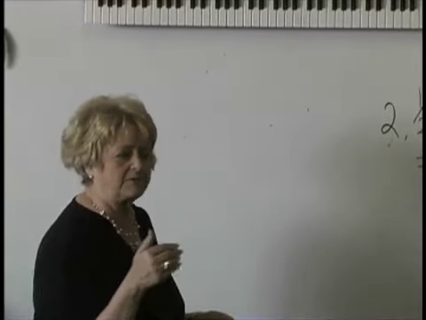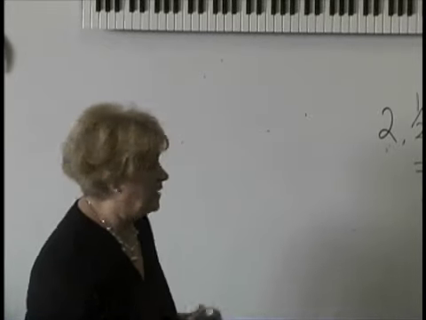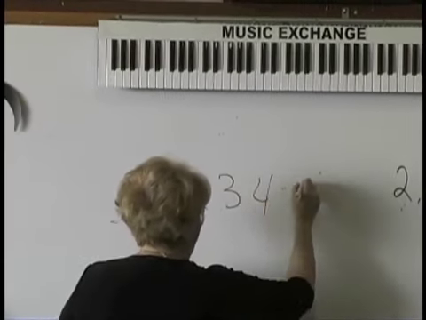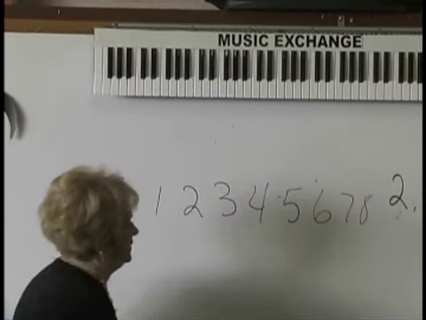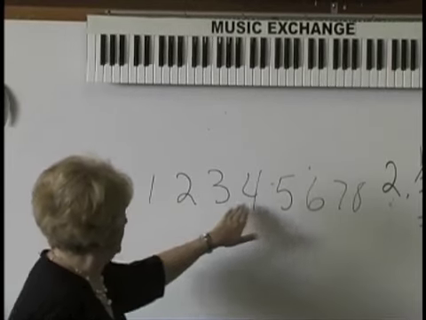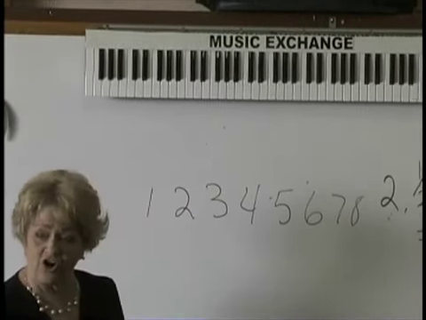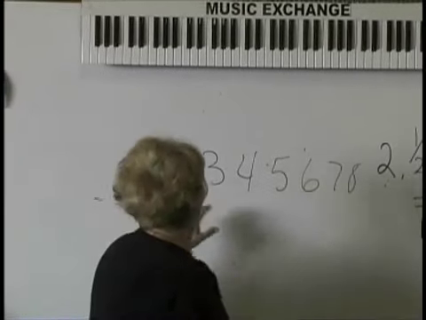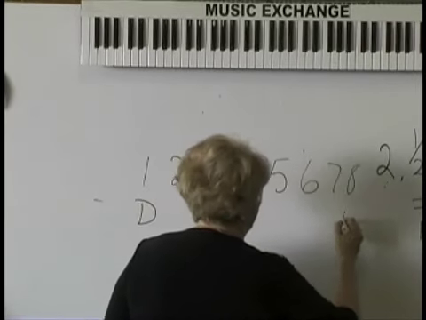Explanation for why some scales have sharps and some scales have flats. When you write down, there's 8 notes in a scale, right? Okay. 1, 2, 3, 4, 5, 6, 7, 8. It's called an octave. Octave means 8. All right. I start on a D and I end on a D.